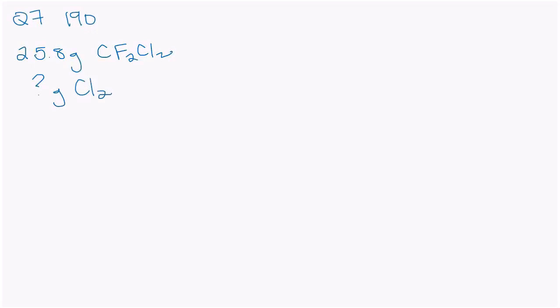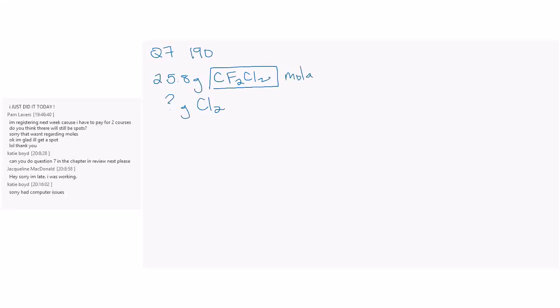Right, Katie, that's the one you want me to do? Awesome. Okay, so in this one, the first thing that we need to do is note that chlorine is a constituent element. Constituent elements are just the elements that make up our compound. And we see that in our compound, we have carbon, two fluorines, and two chlorines. So the first thing that we need to do is find the molar mass of the full compound. So what is its molar mass?